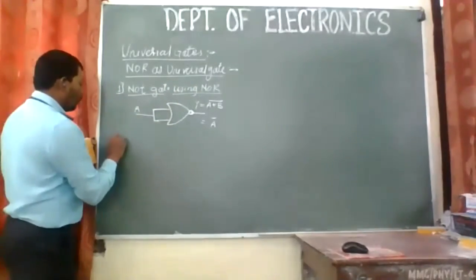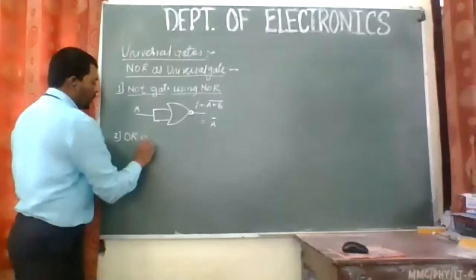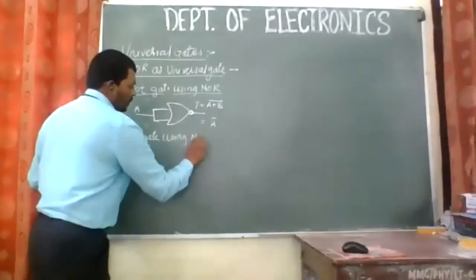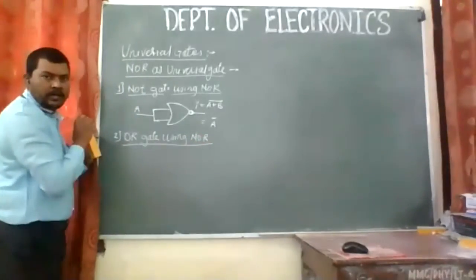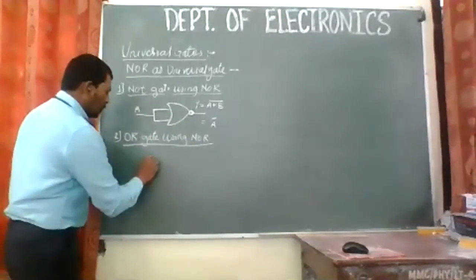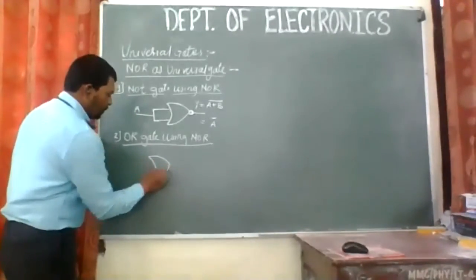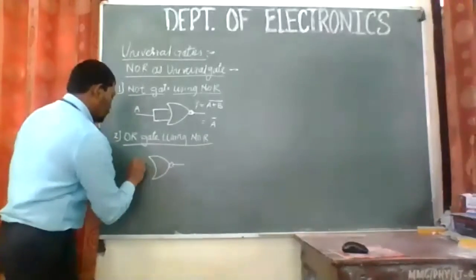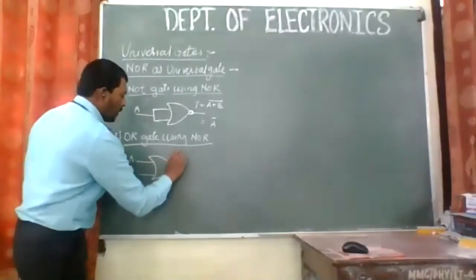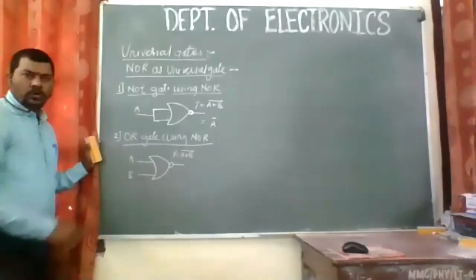First statement. In the second part, I will try another gate. I will try the OR gate, OR gate using NOR, right? I will be using two gates. This is the first NOR like this. I am having two inputs, A and B, and an output like this, (A plus B) bar, right?